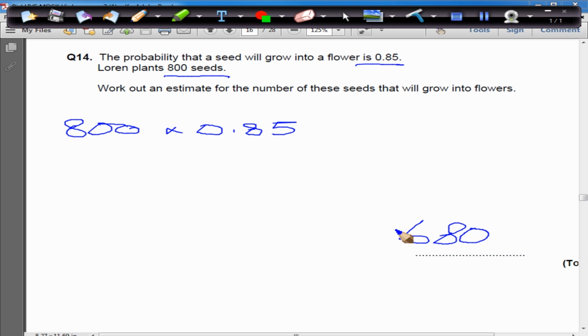Is that all question 14 is? Yeah. That's it? Yeah. Wow. 2 marks and that's the question done. Okay. Yeah, 2 marks. Next question, question number 15. Let's clear that.